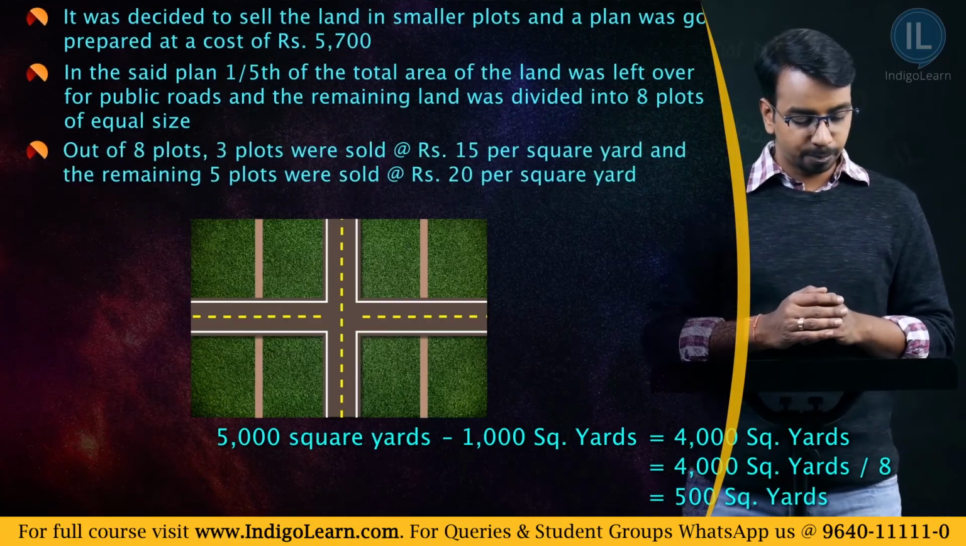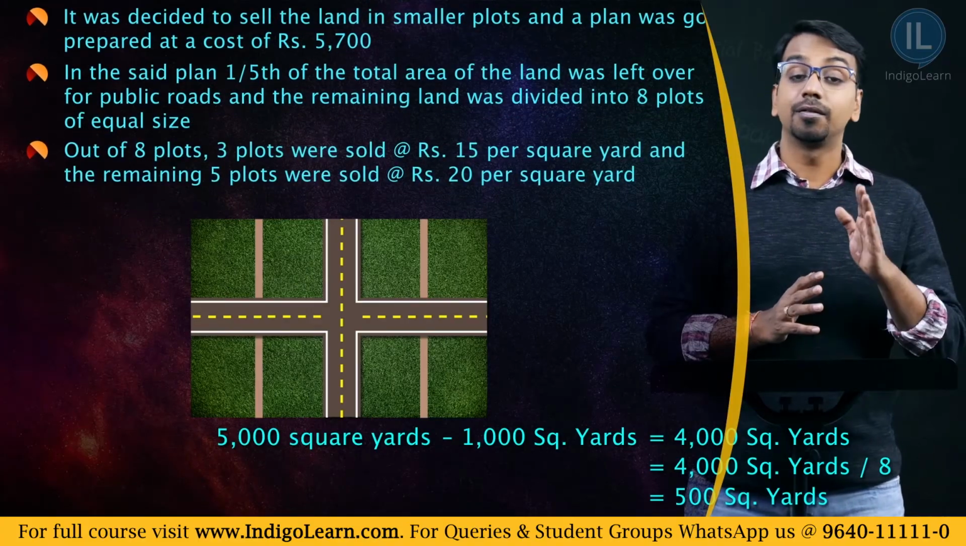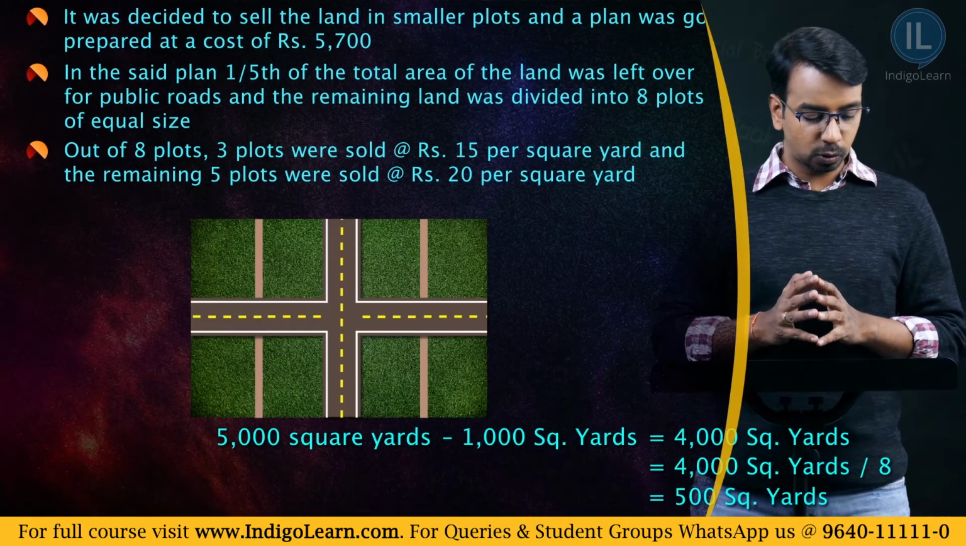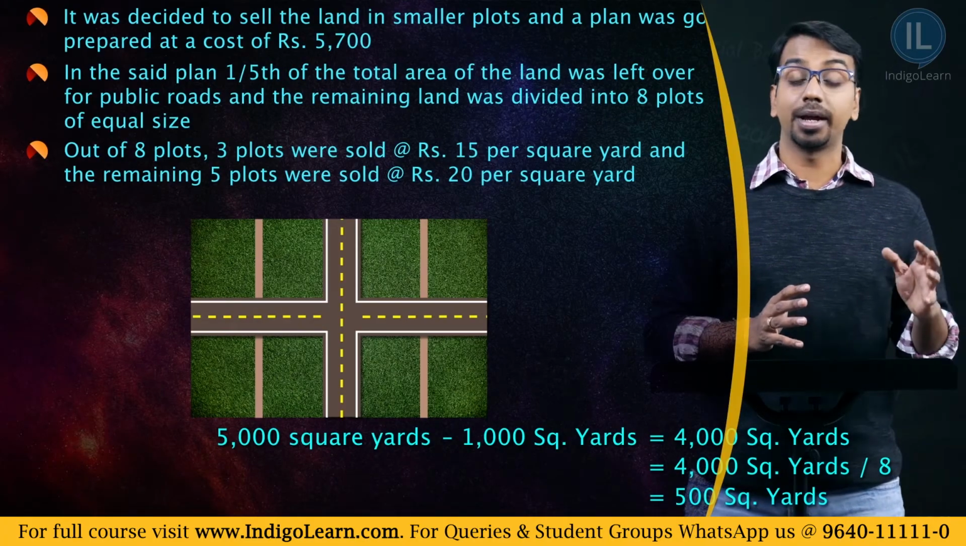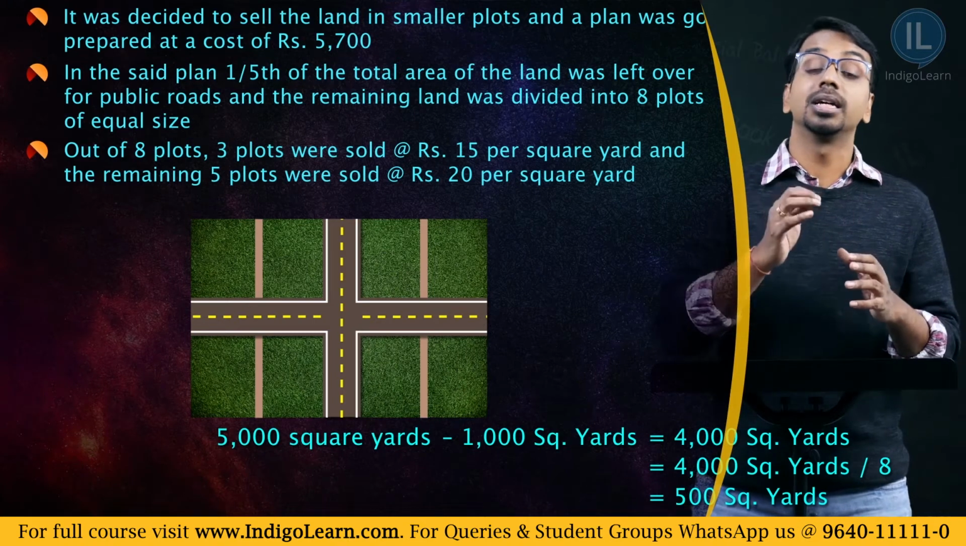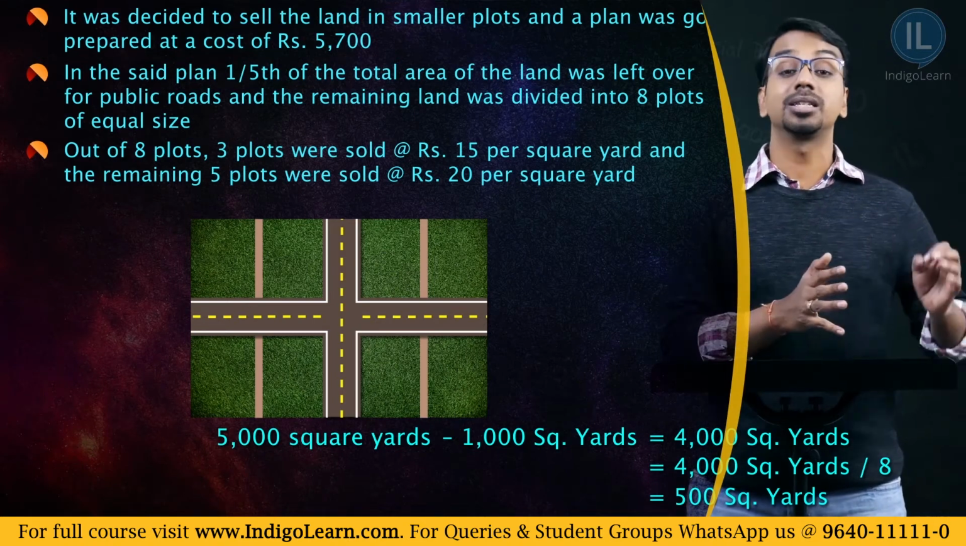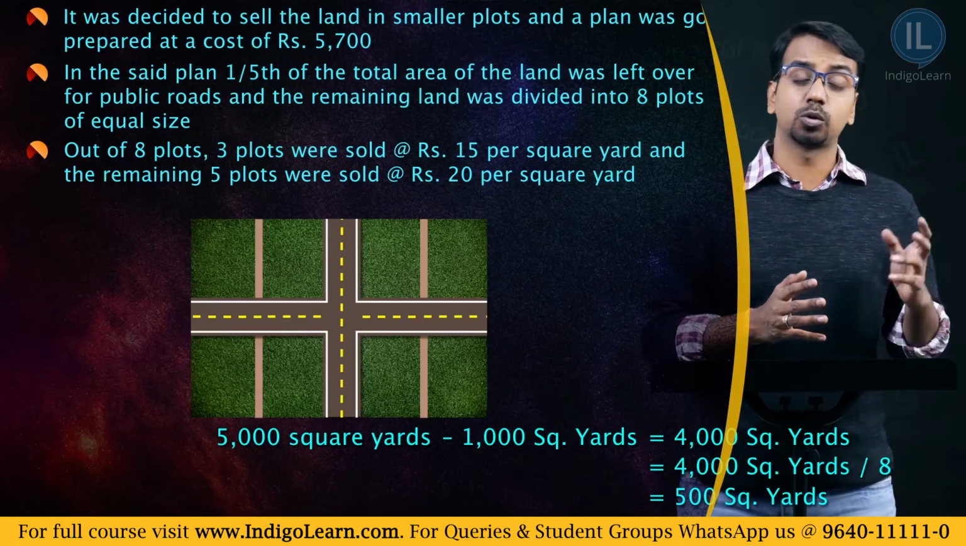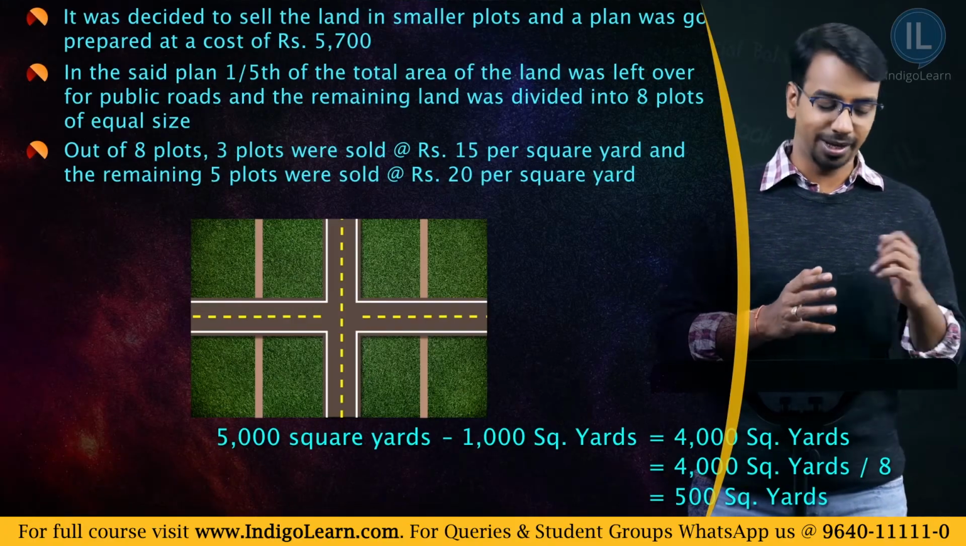Out of 8 plots, 3 plots were sold at 15 per square yard and the remaining 5 plots were sold at 20 per square yard. So each plot size is how much? Each plot size as we computed is 500 square yard. Some were sold for 15 per square yard, some were sold for 20 per square yard.